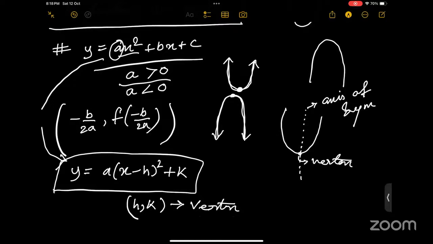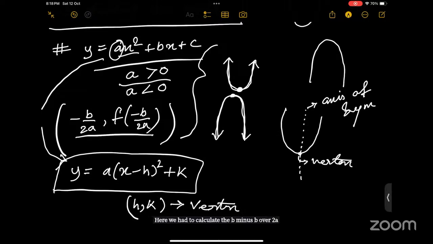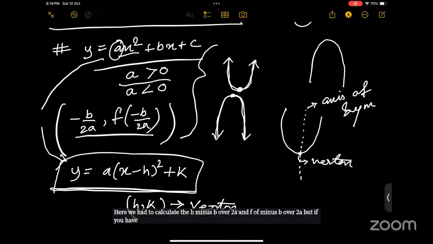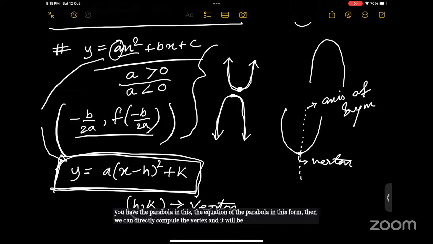Here we had to calculate minus b over 2a and f of minus b over 2a. But if you have the equation of the parabola in this form, then we can directly compute the vertex and it will be h comma k. Okay, so this is the second form of a parabola.